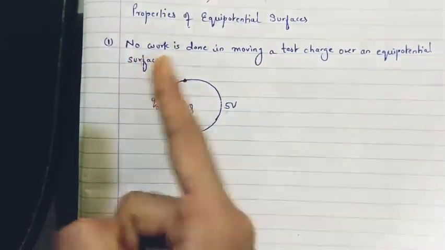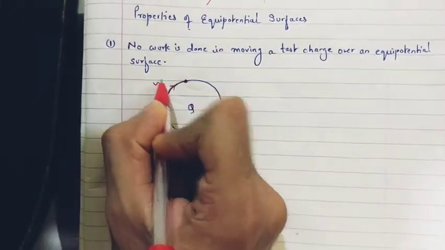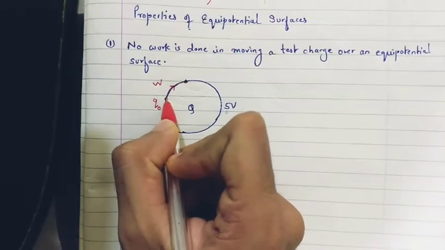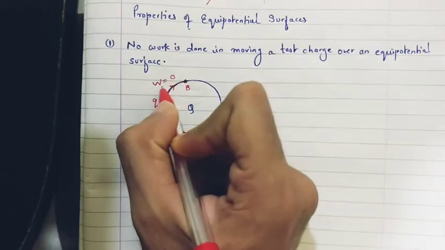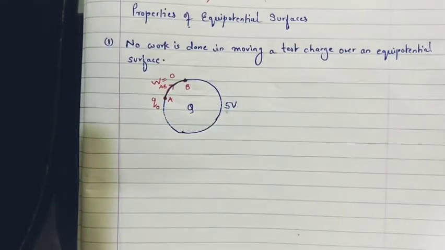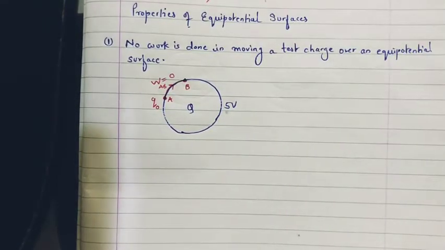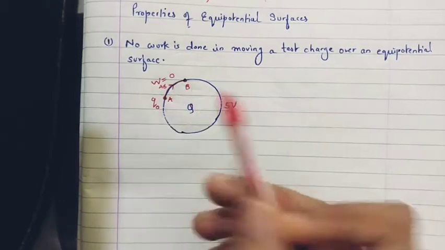According to this property, the work done in moving this test charge from point A to point B is equal to 0. Let's say the work done in moving it from A to B is equal to 0. So why is this so? Why is the work not being done?